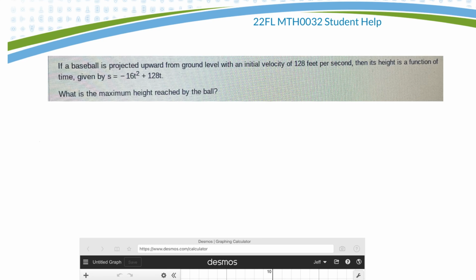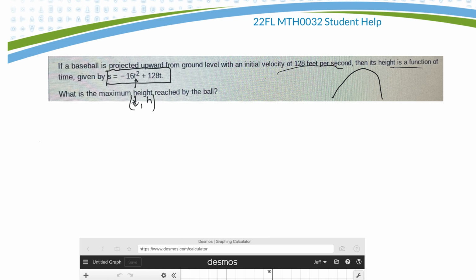Okay, here are two questions that deal with quadratic functions and applications of those. So they say a baseball is projected upward, so it's thrown upward, and comes back down. With an initial velocity of whatever, here's the height function. Here's how I can figure out its height at any given time. Time would be my x, and my height would be my y.